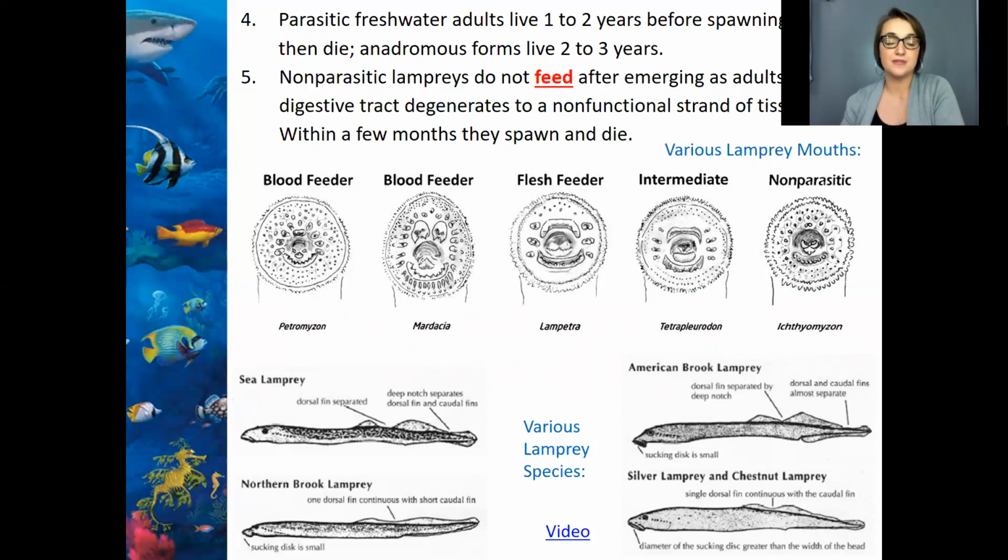So here are a couple of different examples of the internal structure of some various lamprey mouths. Like I said, they are going to attach and eat off their host, but some of them eat different things. So you can see the blood feeder, the flesh feeder, and those that are non-parasitic, and then some of the bottom pictures show the shape difference as well. So again, very simple animal, very gross animal, but even being as simple as it is and not really having been touched by evolution, they've still managed to survive all these millions of years.